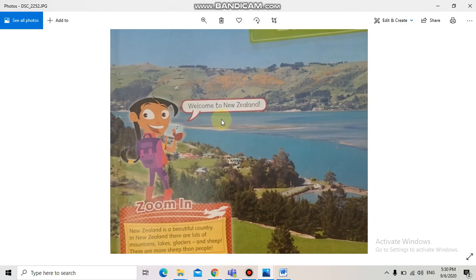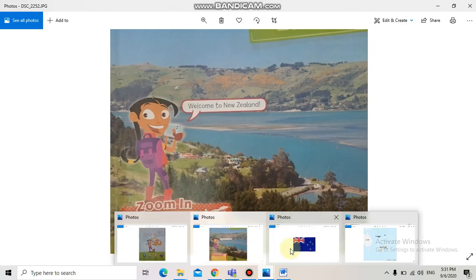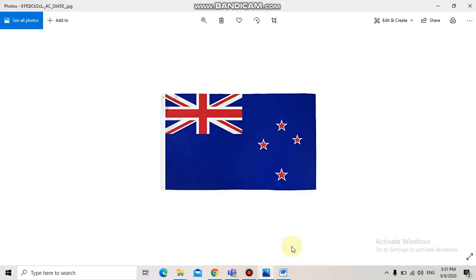What can you tell me about New Zealand? Anything that you know about New Zealand? The flag of New Zealand, any cities in New Zealand, maybe the capital of New Zealand, any sports that New Zealand is famous for, any information you can give us. Let me help you out here. This is actually the flag of New Zealand.